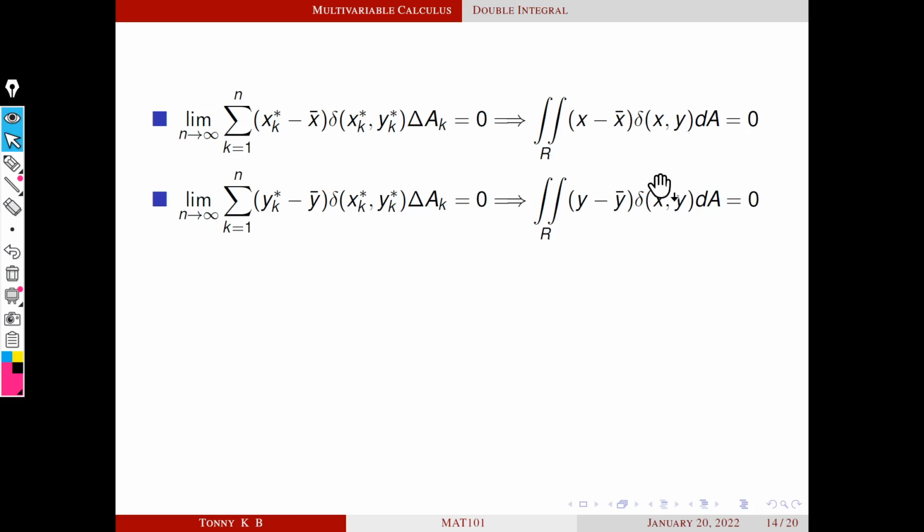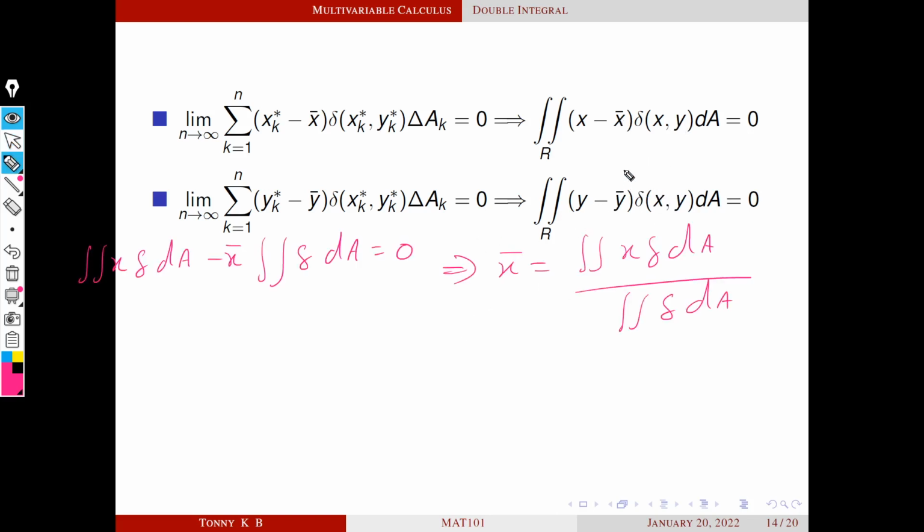Okay, here x bar is constant. To solve for x bar, you can expand this integral as two integrals: double integral of x delta dA minus double integral of x bar delta dA, and x bar is a fixed number, so you can take it outside. So x bar times the double integral of delta dA equals 0. Then you can easily solve for x bar. So what is x bar? x bar equals the double integral of x delta dA divided by this quantity.